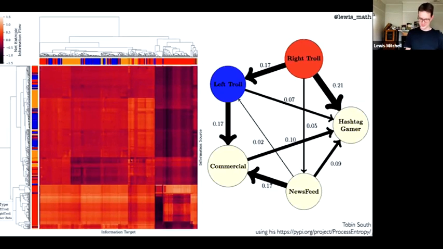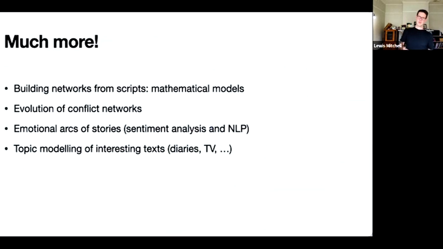That's work that's just starting now, but I think it's really exciting and promising, and can tell us things about how much people influence each other online, which I think is really important. There's much more that I could do, many more open problems in this area. This idea of building networks from text is one that a lot of mathematical tools can be brought to bear on.